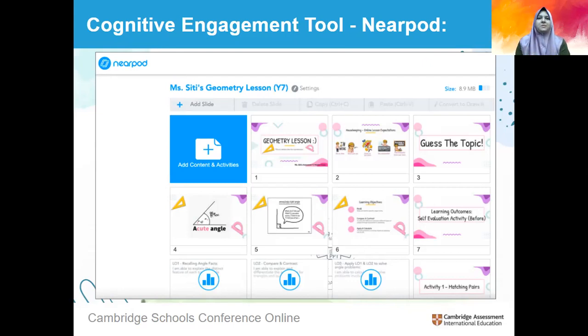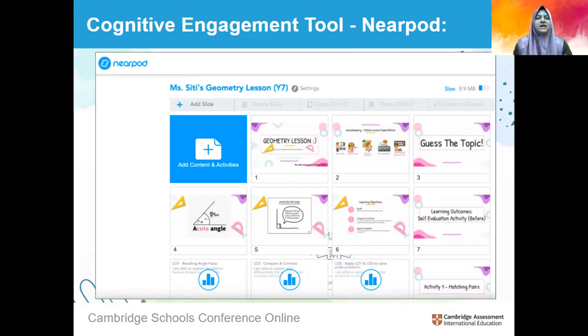I find Nearpod as a tool. And to be very honest, whenever I do Nearpod, I don't ask my students to switch on their camera because they are going to log in. And as I navigate through the sections in my lesson, I will put a separate activity for each of them. And the students have to work on it.